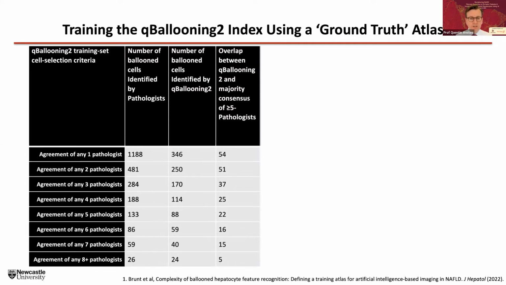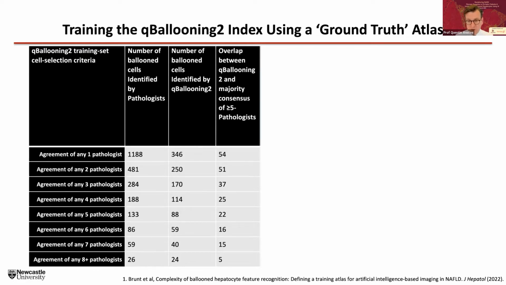Using the Q-ballooning 2, we were able to try training the algorithm using the inputs either from one pathologist or from 2 pathologists in agreement, 3, 4, 5, and so on, to see how the algorithm could be altered by using a defined training set which had a higher degree of pathologist concordance within it. And as you can see here, the more pathologists that are used to train the algorithm, the fewer the number of balloon cells that the algorithm identifies.